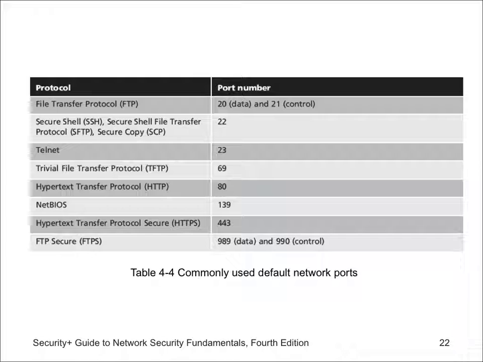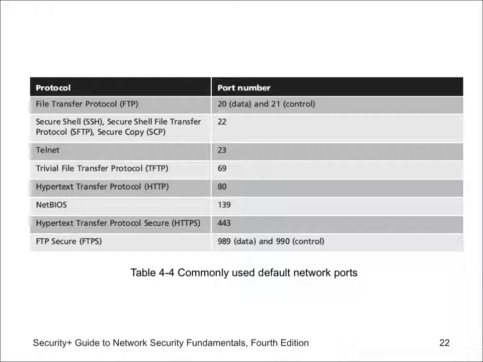So here are some port numbers you probably heard of. 20 and 21 is FTP or secure FTP. 22 is secure shell. Telnet 23, TFTP, trivial file transfer protocol 69, hypertext transfer protocol port 80. Everybody should know that's what you browse the web with, port 80. NetBIOS 139. HTTPS for secure websites 443. And FTPS, secure FTP, 989 or 990.